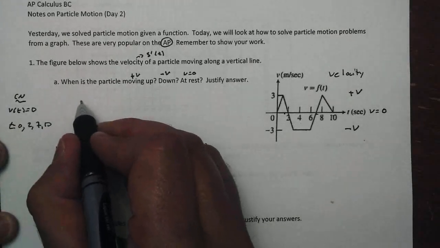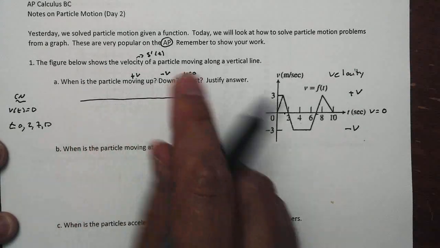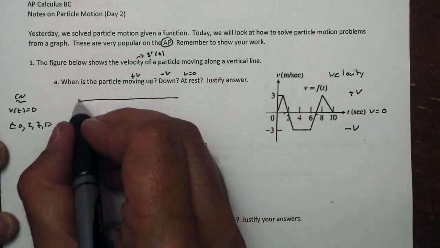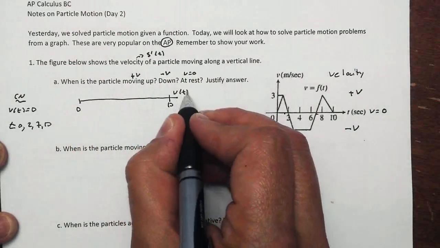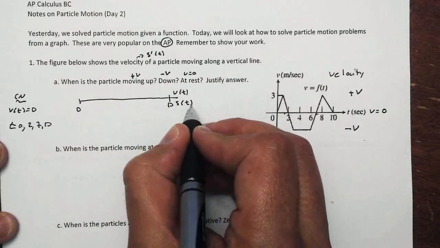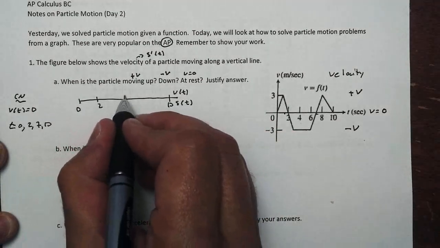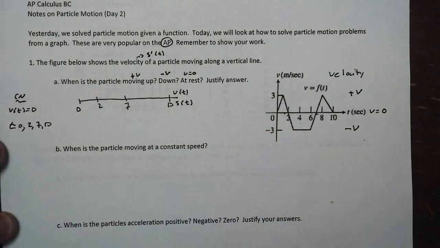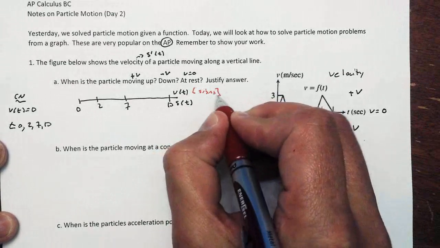And I'm going to make my sign chart right here. Be careful, we are restricting our domain, it looks like, between 0 and 10. So I'm going to go from 0 to 10. On top is my velocity. And how is that going to affect my position? Putting in our other critical numbers, 2 and 7, I'm going to look at the signs for the velocity.